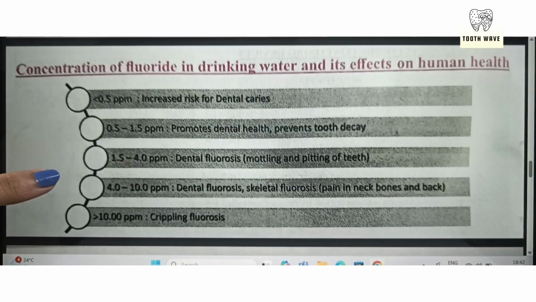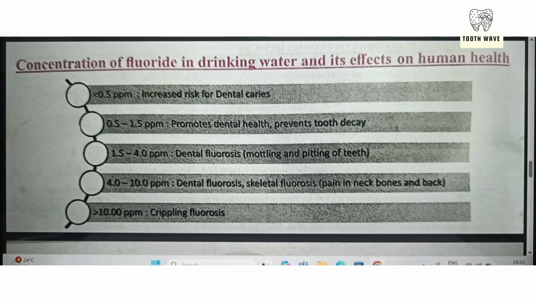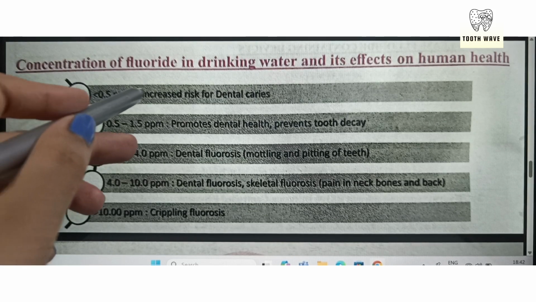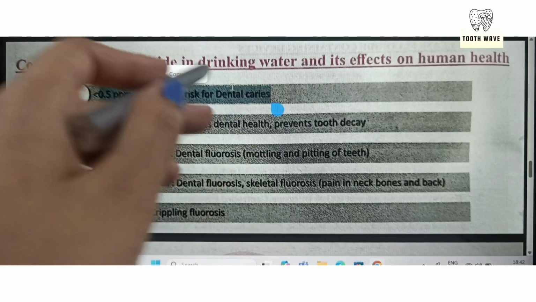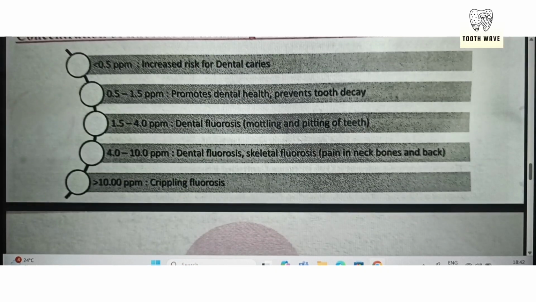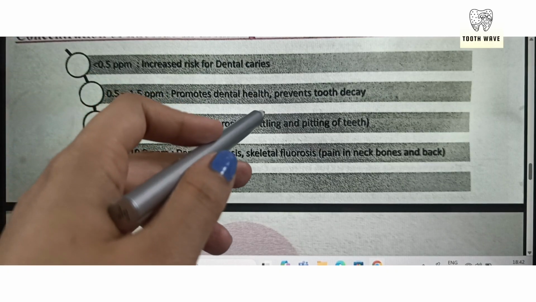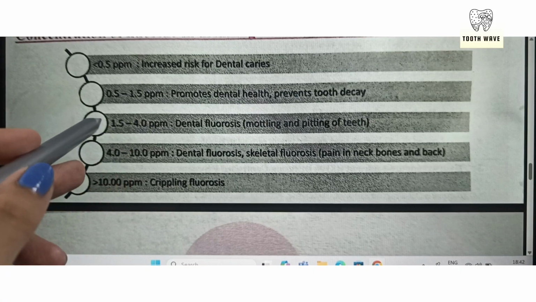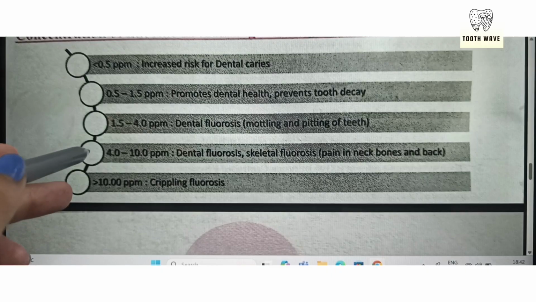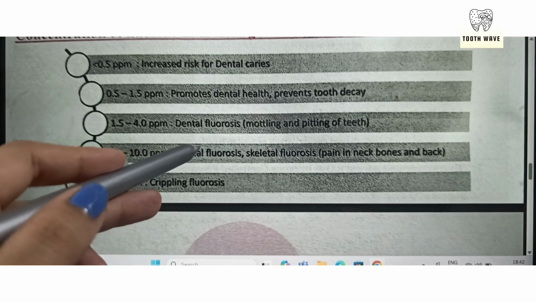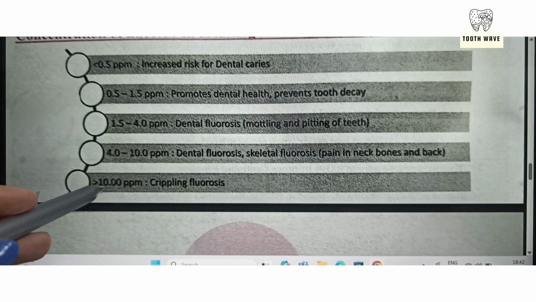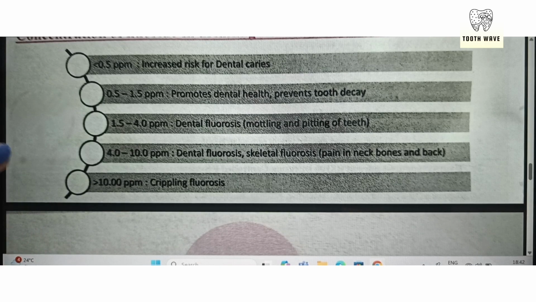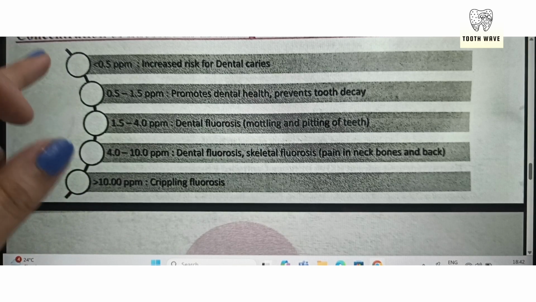Now comes the concentration of fluoride in drinking water and its effect on human health. If the concentration is less than 0.5 ppm, there will be increased risk of dental caries. Do remember that. Now as you can see here, 0.5 to 1.5 ppm promotes dental health and prevents tooth decay. 1.5 to 4 ppm can cause dental fluorosis. 4 to 10 ppm, dental fluorosis plus skeletal fluorosis. More than 10 ppm, crippling fluorosis. You have to remember these concentrations and what they can cause.